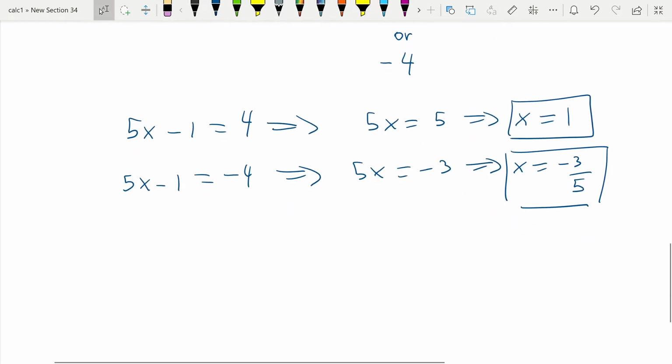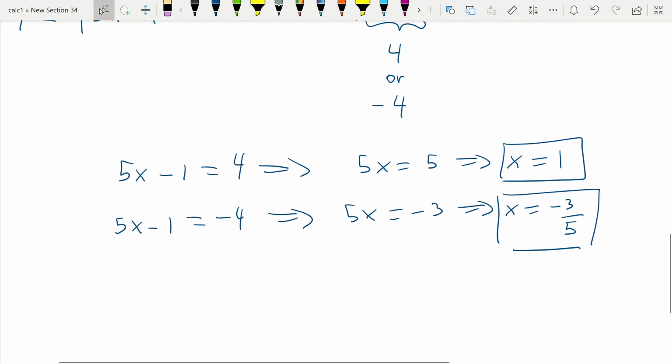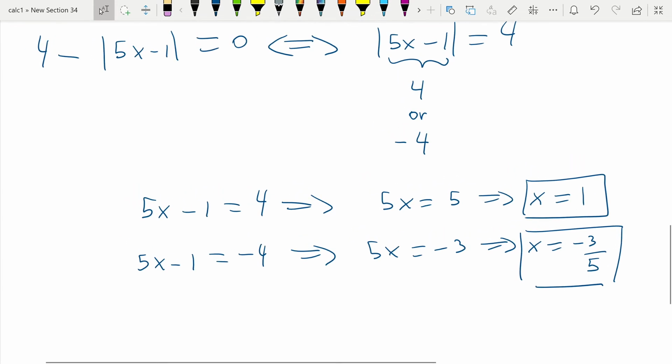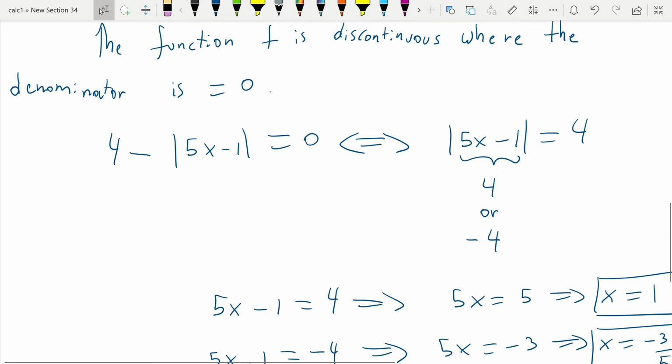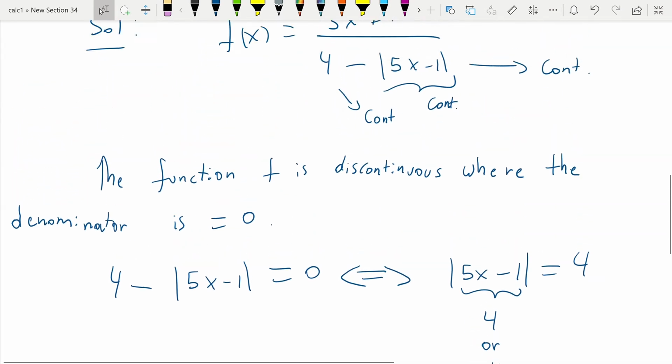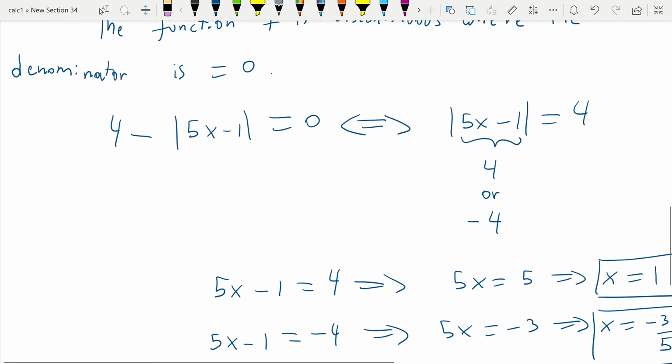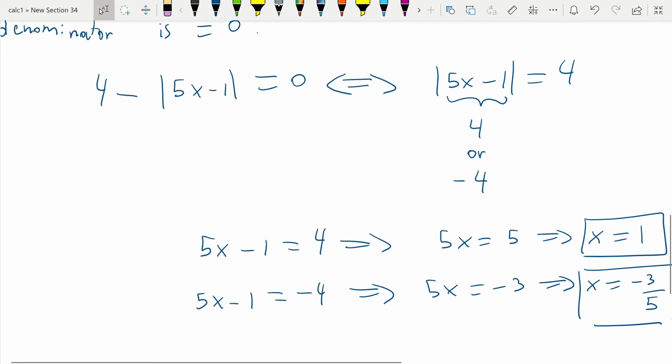Minus 3 over 5. So these are the two options. Remember, keep in mind what we wanted to accomplish. We wanted to find the zeros of the denominator, because we're given a quotient where both functions, the one on the top and the one on the bottom, are continuous. The only way an expression like this can be discontinuous is when the denominator is equal to 0. So we're trying to find the zeros of the denominator.